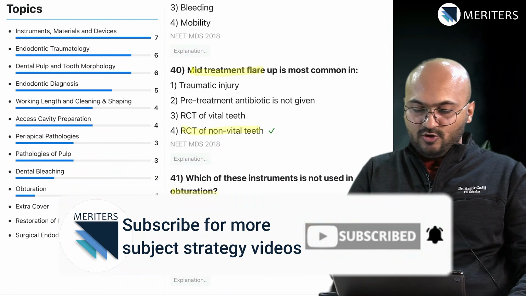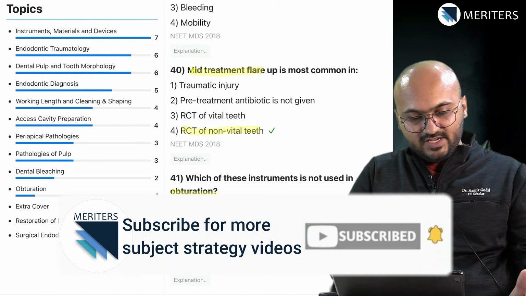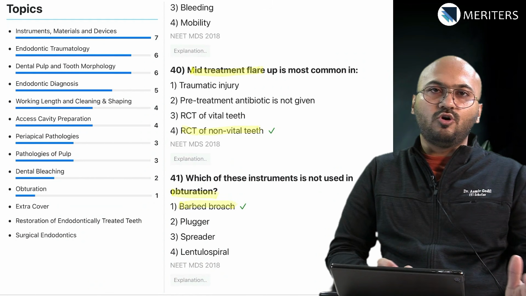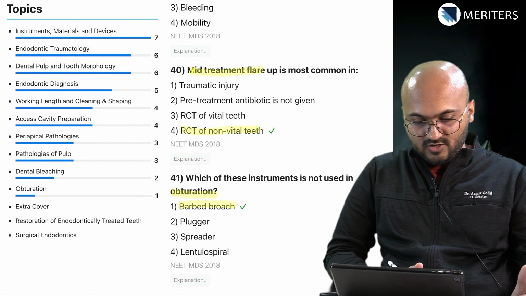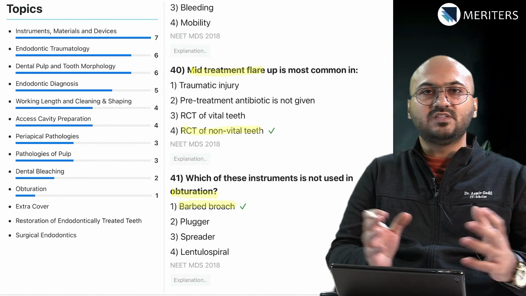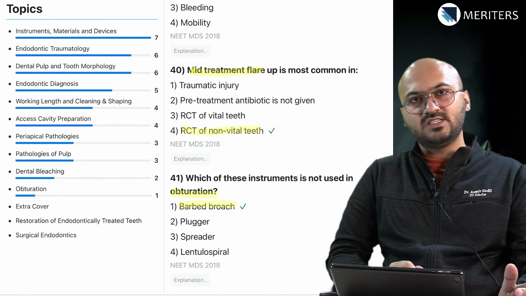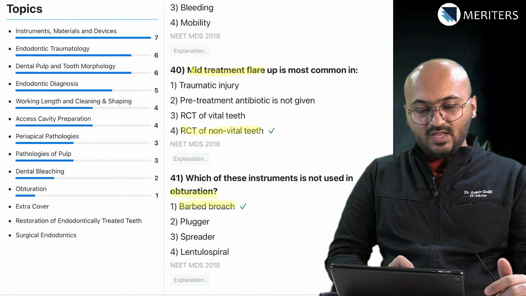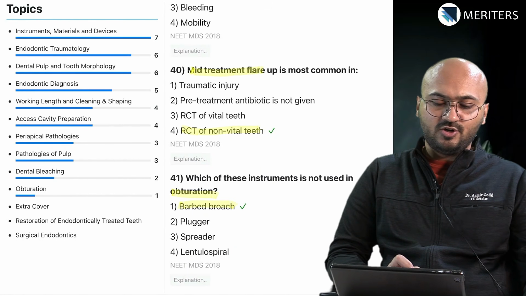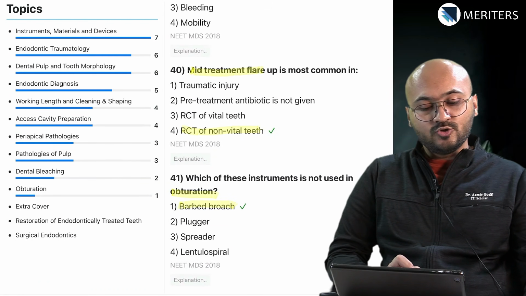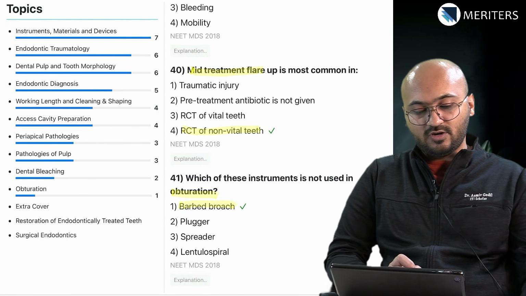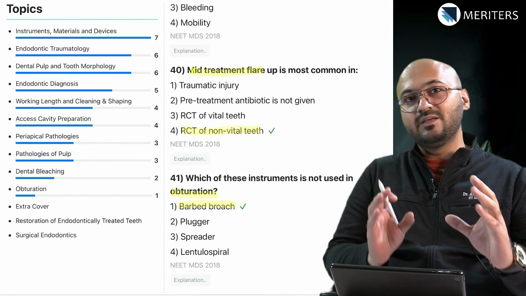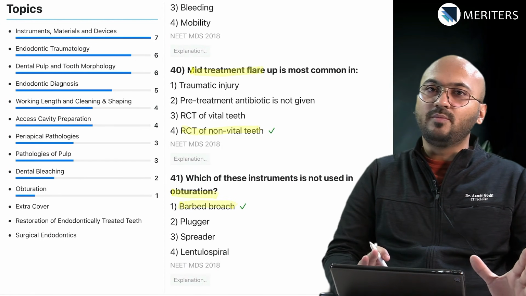With regards to endo, it's fair to say that all questions, all topics are more or less important, because pulp and periapical pathologies, if you club them, they sum up to the same 6 to 7 number of average questions in the past exams. And then instruments and materials are important, trauma is important, diagnosis is important, access cavity is important. So endo has a limited number of topics, but they are all important.